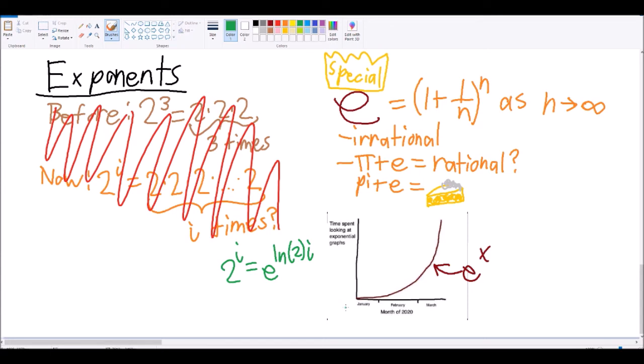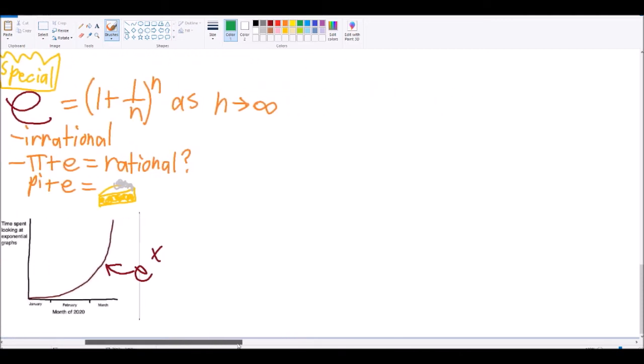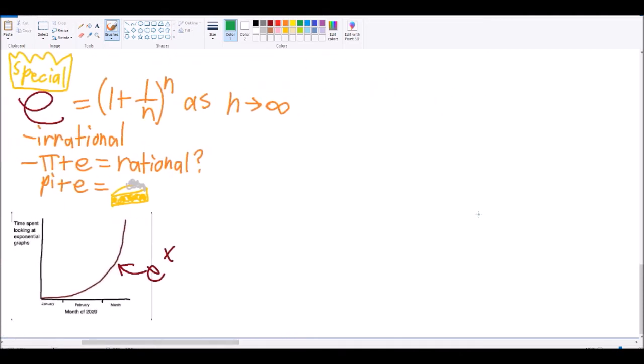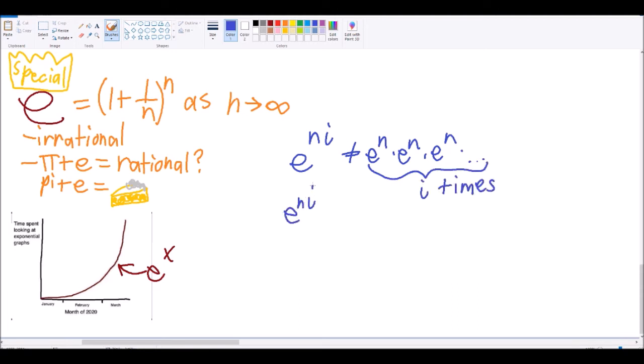Well, it's just natural to talk about it. So now we have a multiple of i in the exponent of e. What does this mean? Well, one special property of e to the i is that rather than repeated multiplication, this actually rotates along the unit circle n radians.